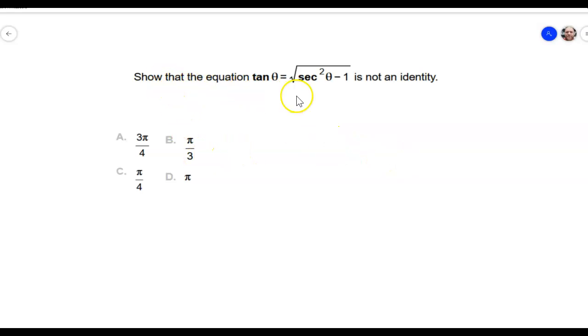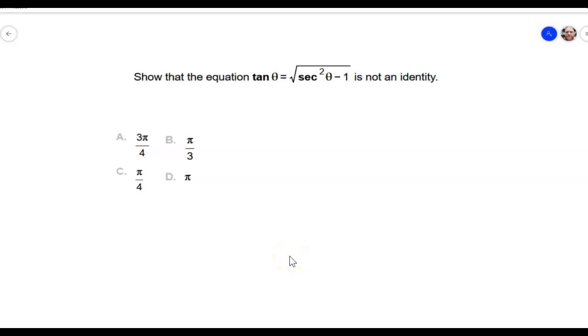Today I'm taking a look at one of the questions from the forums. It says, show that the equation tangent of theta equals the square root of secant squared of theta minus 1 is not an identity. The idea is that three of these are going to be true for this equation, but one of them is not true. We can go through and check each one and see for which one it's not true.